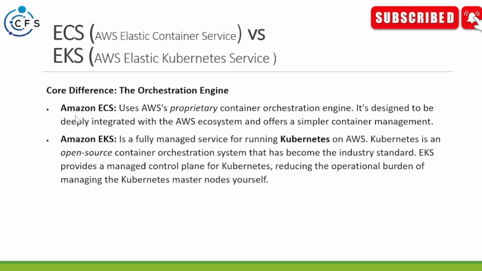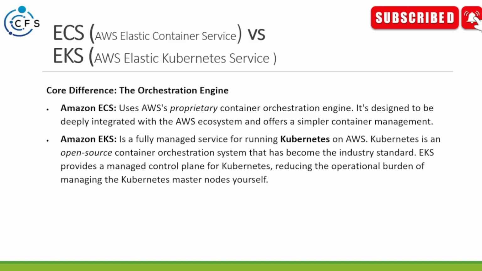AWS ECS uses the AWS proprietary container orchestration engine. It is designed to deeply integrate with the AWS ecosystem and offer simple container management. So if you want simple container management, there are fewer microservices, there is less complexity, and everything is dependent on AWS, where I am using maximum of the related AWS services.